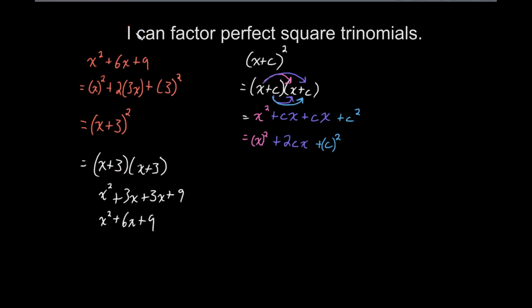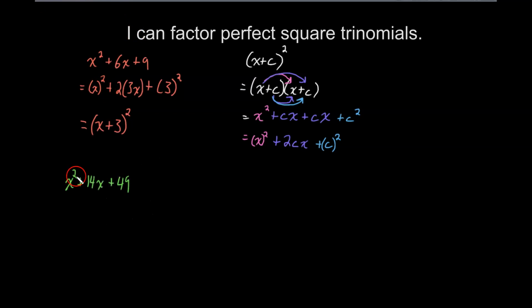Let's look at another example and just go straight to the process. So we're given x squared plus 14x plus 49. And we'll see the first and last terms have perfect squares. And the middle term right here is 2 times the product of those perfect squares. So this can be written as the quantity of x squared plus 2 times 7x plus 7 squared.